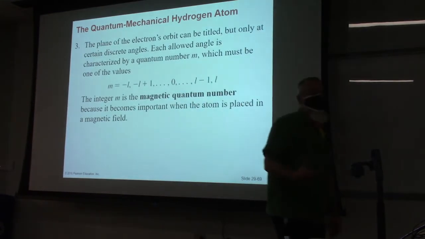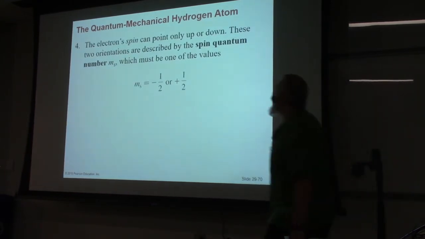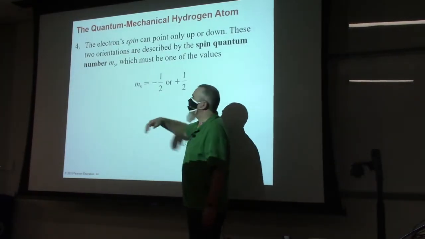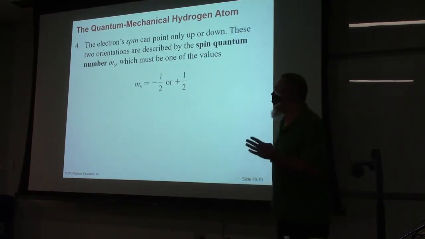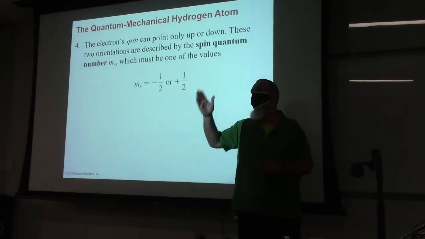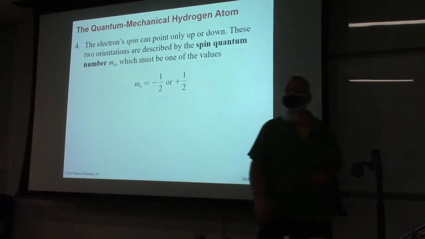And then there's something called spin, which is plus or minus a half attached to each state. So this is the spin quantum number, called spin up or spin down. So each state is described by these 4 numbers. Each state will have an n, an l, an m, and then an m sub s.